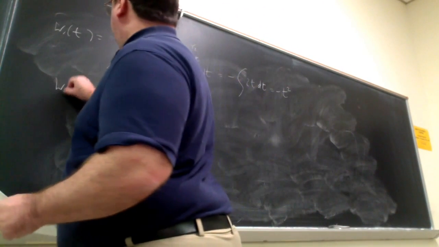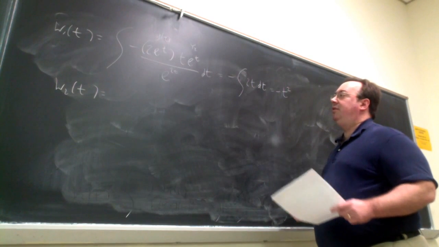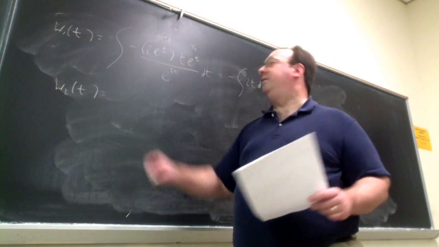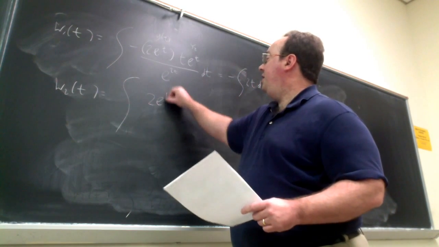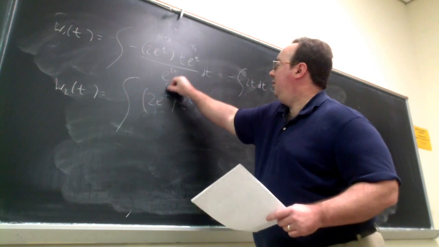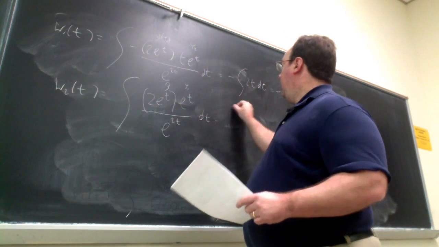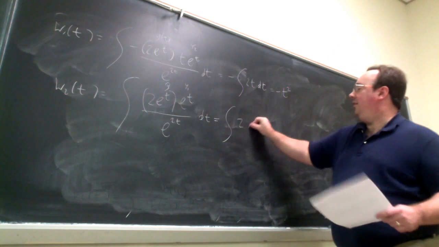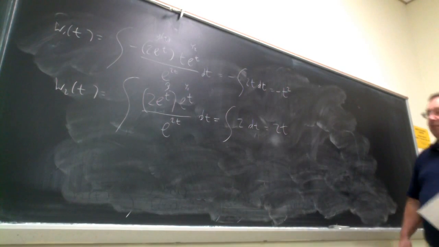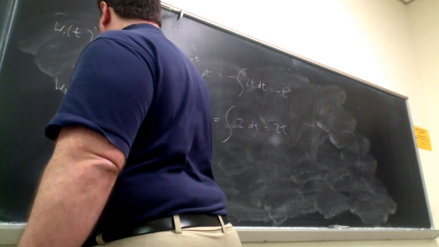And then for W2, putting the pieces in. 2e to the t, yeah, so our g, e to the t, which is g y1 over the Wronskian, which simplifies to 2. Yeah, so that worked out pretty nicely.